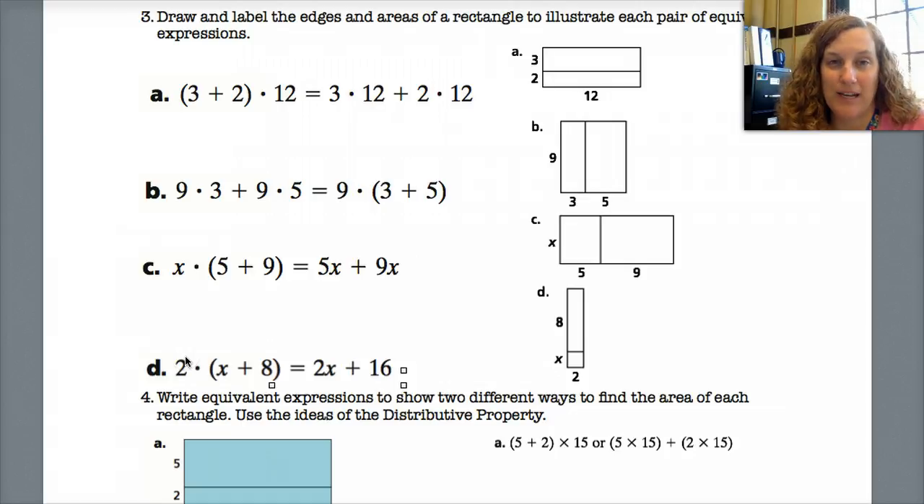Here they actually multiplied it out, but it's the same idea. It's one side is 2, one is x plus 8. So 2 times x plus 2 times 8, or 2x plus 16.